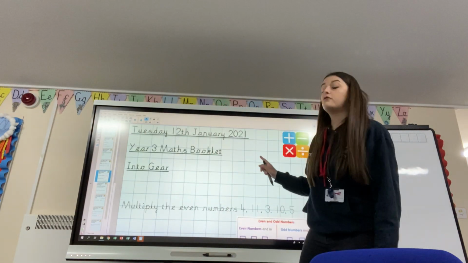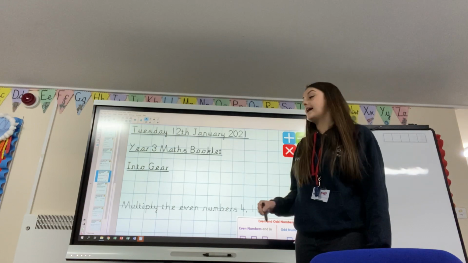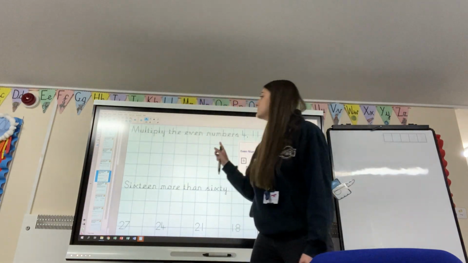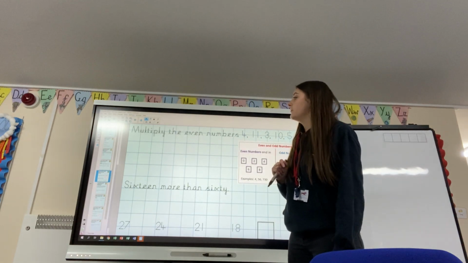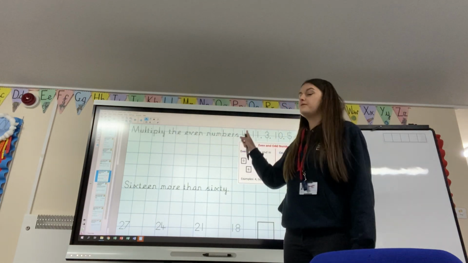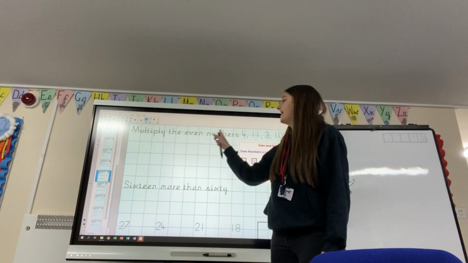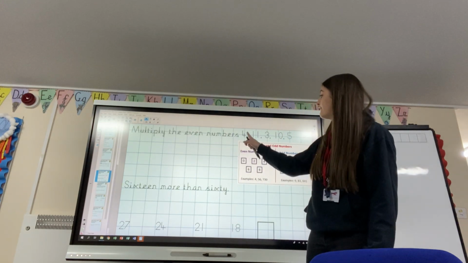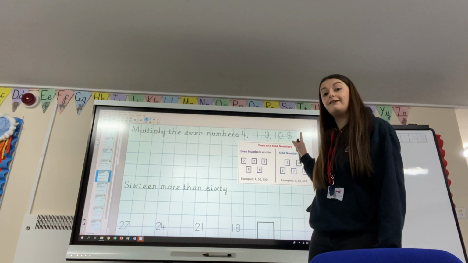Moving on then, we've got our intergear challenge section B in your book. So let's have a look at some of the similar questions that you've got in yours. So you've got one question that's very similar to this. Multiply the even numbers, and it gives you a list of different numbers. So I've got 4, 11, 3, 10 and 5.